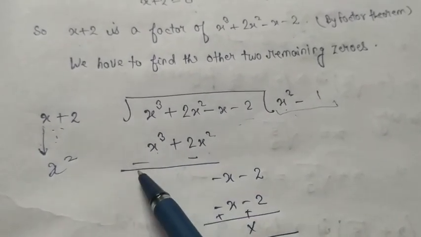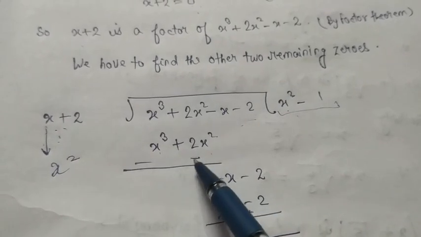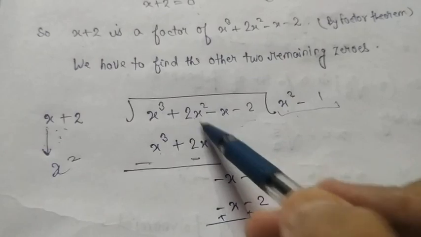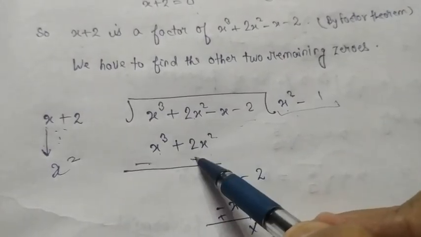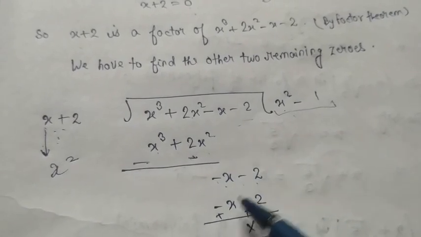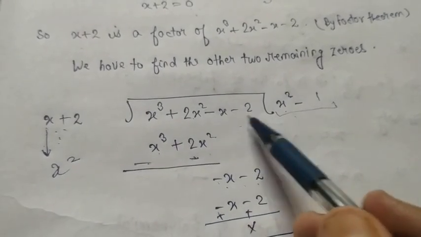Now, the sign I have already told you how to change. Here is plus, so it will be minus. Here is also plus, so it will also be minus. So x cube will be cancelled, and this will also be cancelled. Okay, now what is the remaining part? The remaining part is minus x minus 2 and minus x minus 2 only.